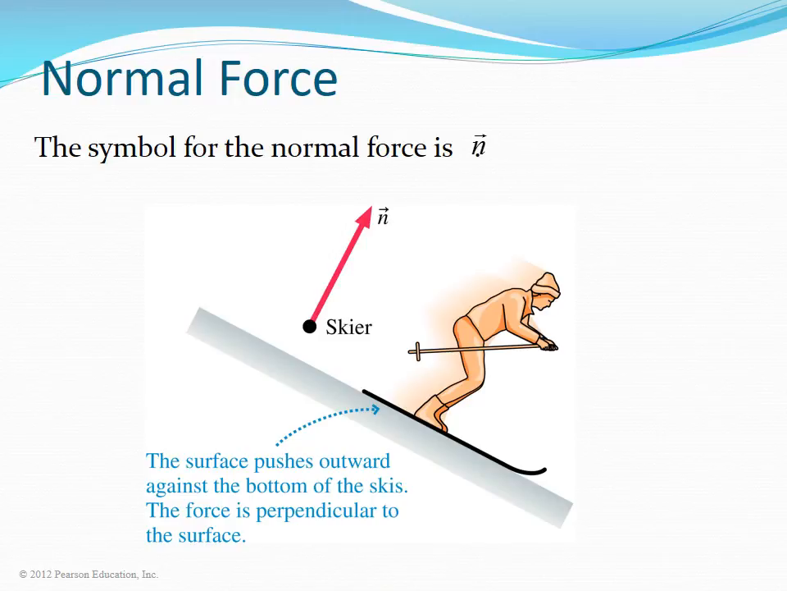The surface pushes outward against the bottom of the skis. The normal force is always perpendicular to the surface. The symbol for the normal force is N.